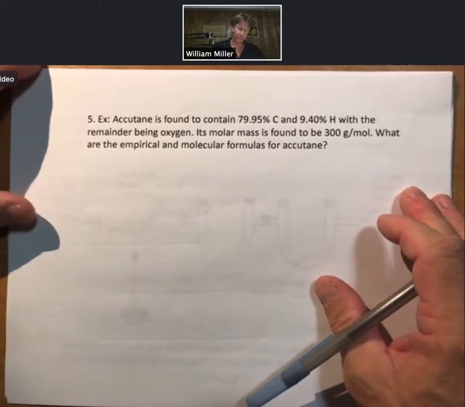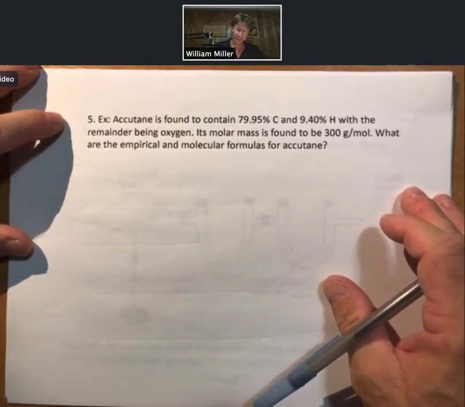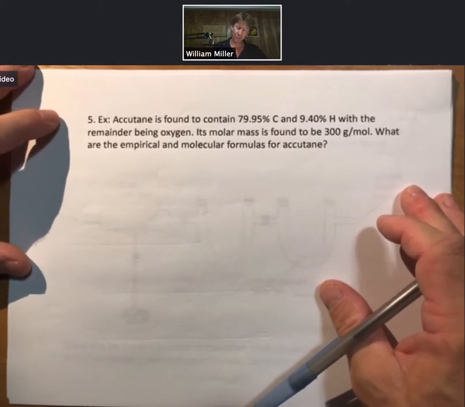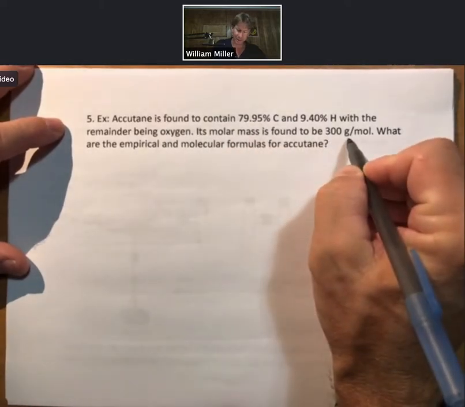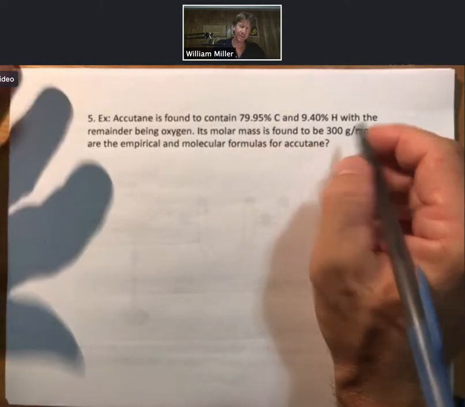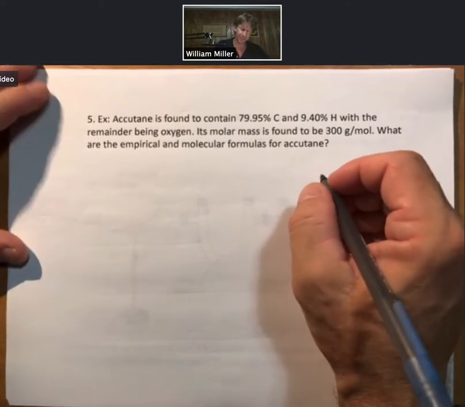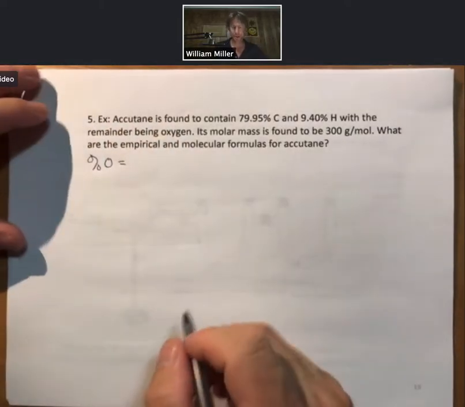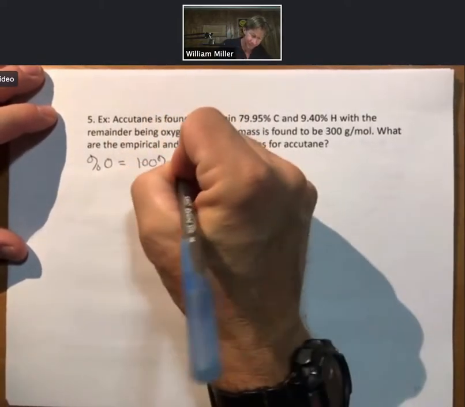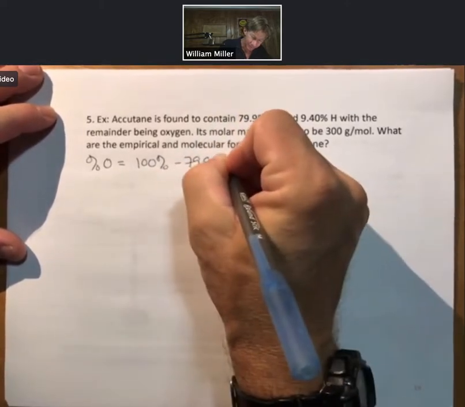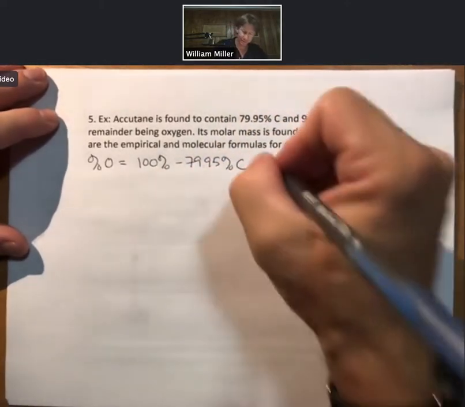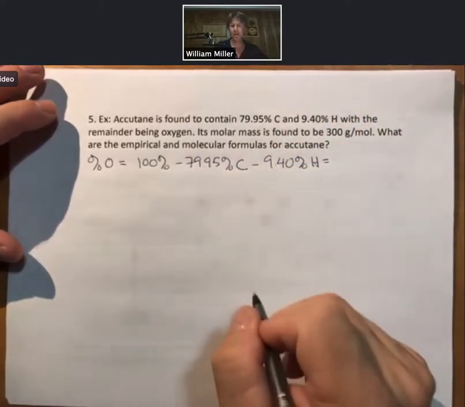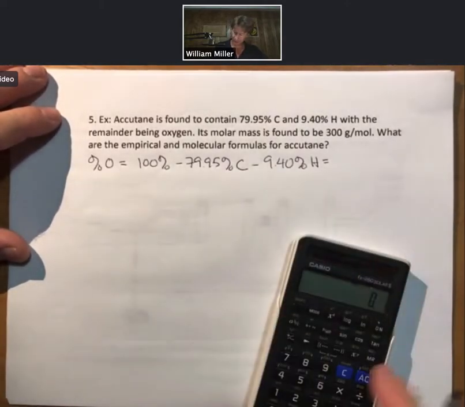Here's another empirical formula problem. Accutane is found to contain a certain percentage of carbon and hydrogen, with the remainder being oxygen. The new part of this one, mostly its molar mass we have here, the remainder being oxygen, of course, all the percents add up to 100%. So to find the percent oxygen, you're going to start with 100%. Subtract off the carbon percent, subtract off the hydrogen, and you'll be left with the oxygen.